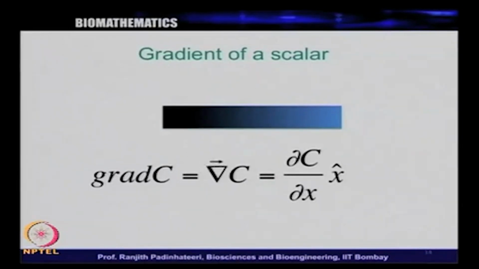The gradient is a vector called del. Concentration is a scalar. So, the gradient of a concentration can be represented by the derivative of c with respect to x, with an x cap. This is some definition which we will come back to later and try to help you understand in the coming classes. But so far today we learned a few things and we will stop with this today.